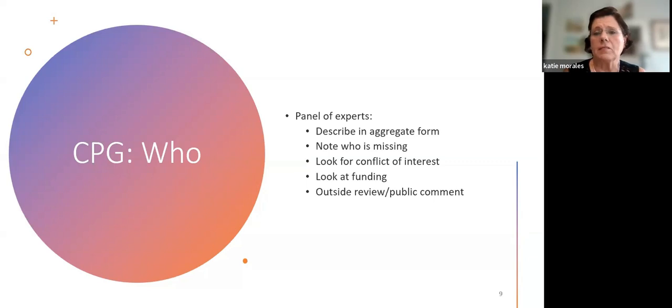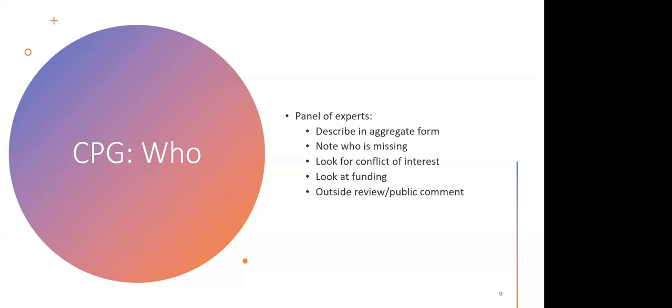And again, looking for that conflict of interest in funding. And then some clinical practice guidelines even add another layer of rigor where they'll take their recommendations and post them publicly or send them to an external review for another panel of experts. I know one that was written for lupus, posted so that people with lupus could look at it and critique it and offer suggestions.